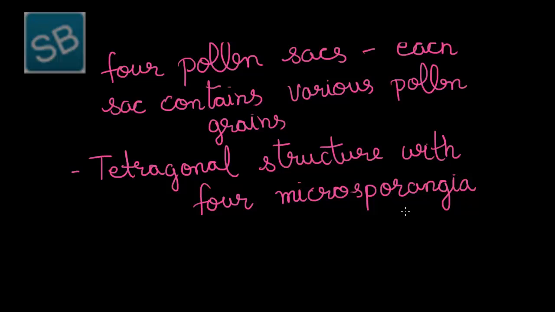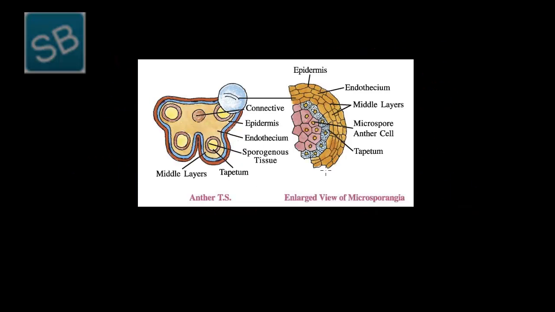These are the microsporangia which bear the pollen sacs, which further contain pollen grains. And therefore stamens are called microsporophylls due to the presence of microsporangia within these anthers. As it can be seen from the figure, which describes the transverse section of an anther, the microsporangia within the anther appear to be circular.